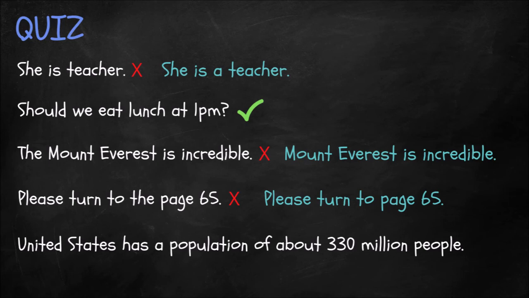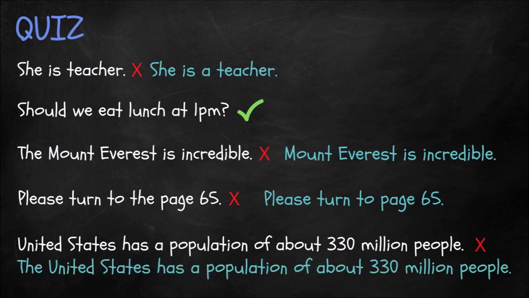And the last one here is United States has a population of about 330 million people. This one is incorrect because although we don't usually use an article with countries, we do with countries that contain something like states or kingdom or republic. So it should be the United States, or you can use the full form, the United States of America has a population of about 330 million people.